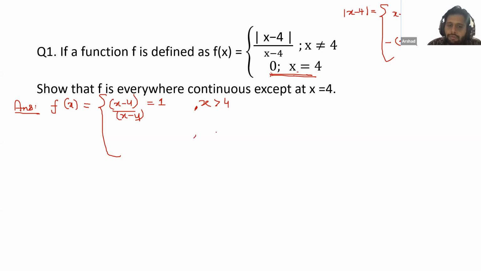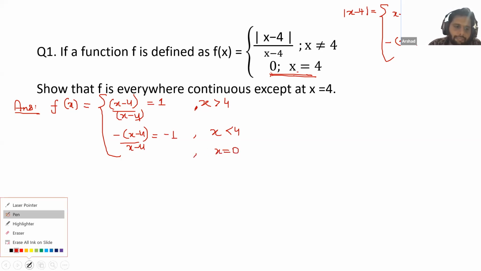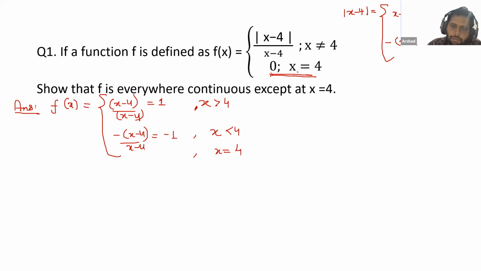Next one, x is less than 4. What is the value? (x minus 4) by (x minus 4) with the modulus gives minus 1. Third, x is equal to 4. We already have the value 0. So all of you, please let me know, is this clear? Yes, sir. Okay, Nabil, Huzefa, is it clear? Okay, very good. So we get three values.